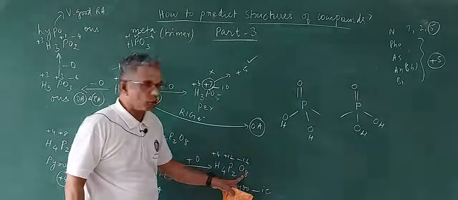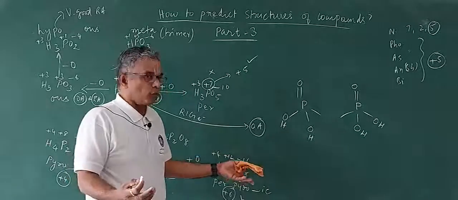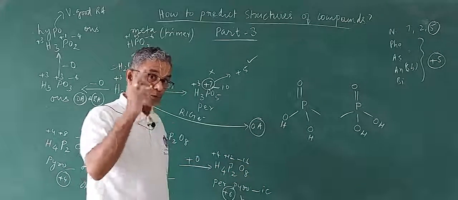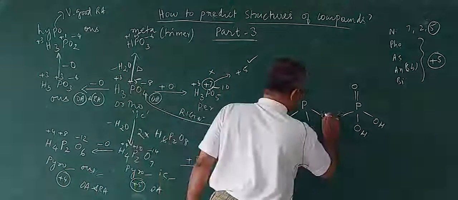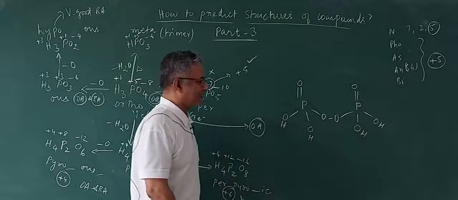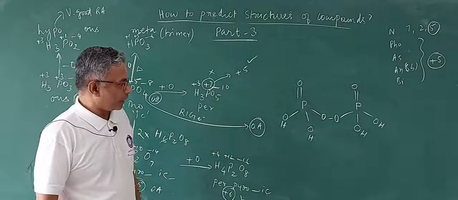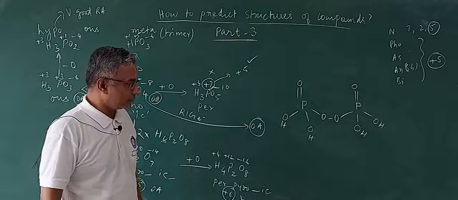Now you have 2 more O's to be accommodated. So where will we put the 2 O's? Remember, each O should have 2 bonds. Therefore, you have to put a bond like this. You have to put a bond like this. So this is how you identify the structure.